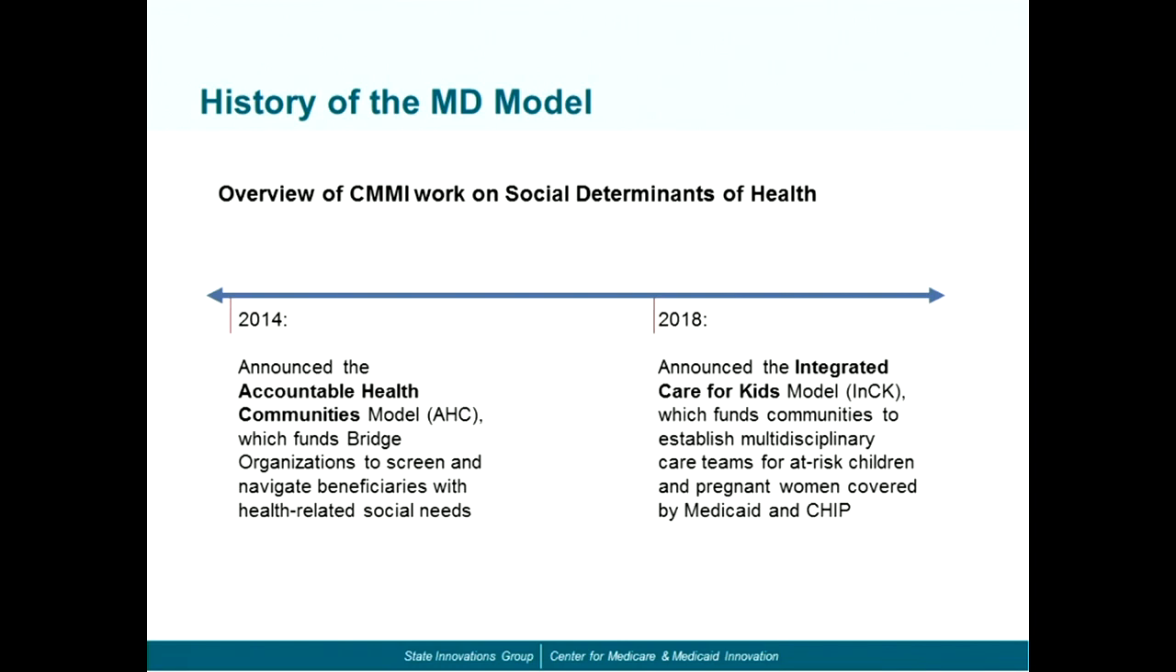And the most recent second point on that timeline was in 2018 when we announced the Integrated Care for Kids model, which actually started in January of this year, and which funds communities to establish multidisciplinary care teams for children and pregnant women who are covered by Medicaid and CHIP, who are at risk for a number of different both medical and behavioral health needs. Those are the 2 points on this timeline.